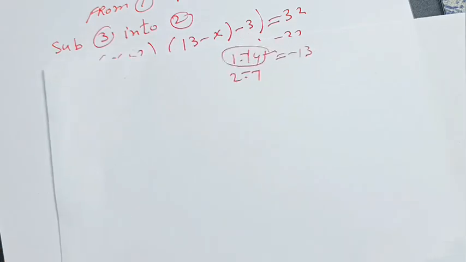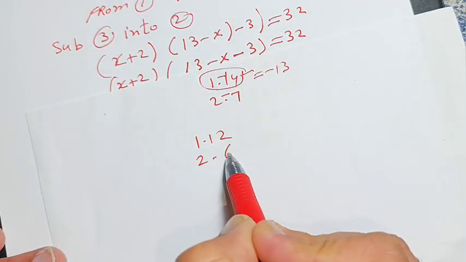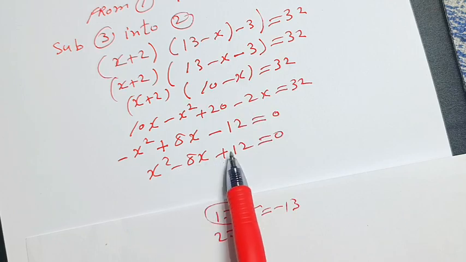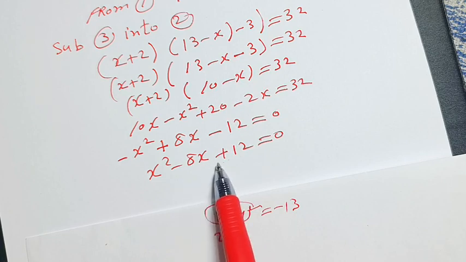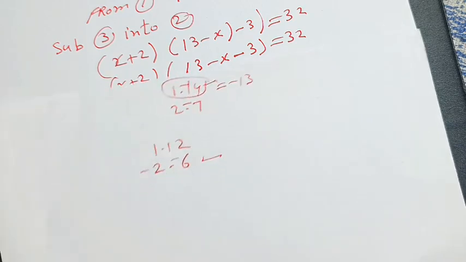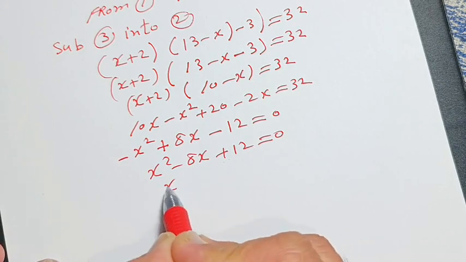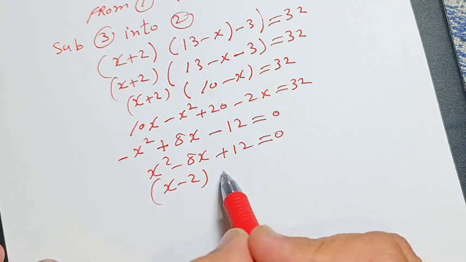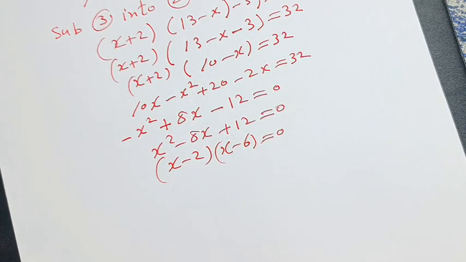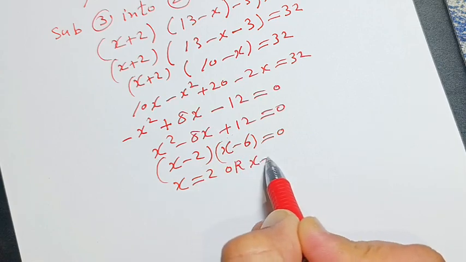Factors of 12 are 1 times 12 and 2 times 6. If you see the middle term is negative and the end is positive, so both signs must be negative. So I'm going to use this one. So it's going to be x negative 2 and x negative 6 is equal to 0. You can use the grouping also if you want to, just factorize. So x is equal to positive 2 or x is equal to 6.